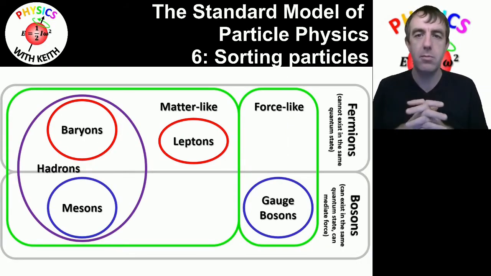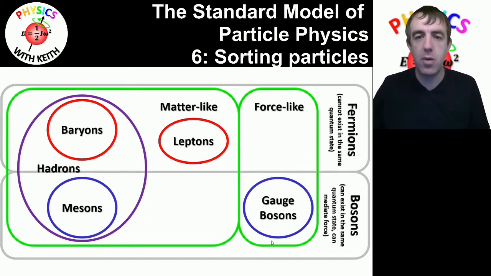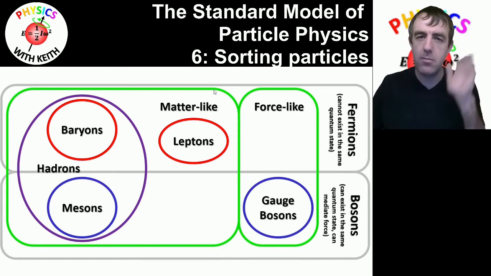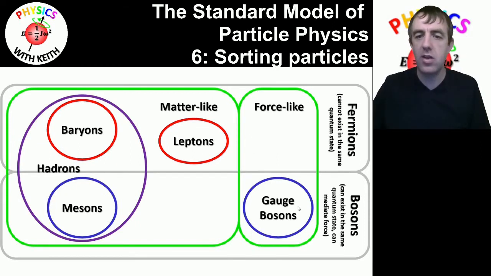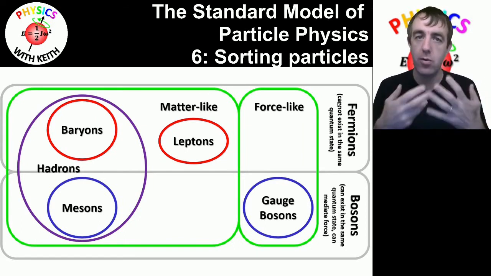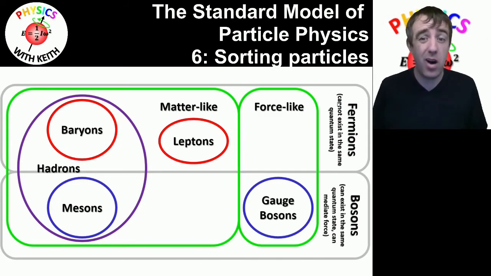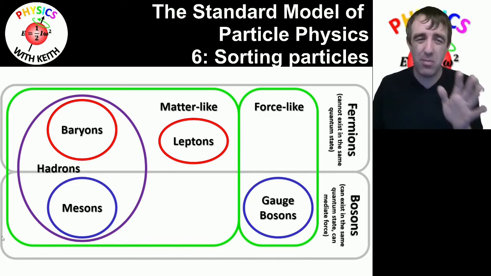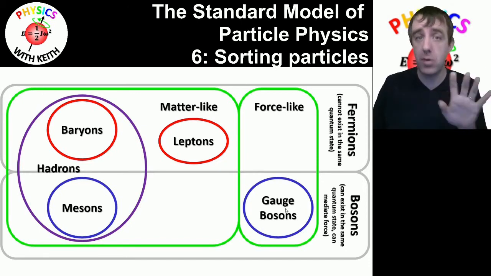So our sorting picture looks like this, where we've got fermions that can't exist in the same quantum state, and bosons that can. We've got particles like baryons and mesons that feel the strong nuclear force and are called hadrons. And you've got leptons that don't feel the strong nuclear force, so they're not hadrons. These particles we always think of as matter. The particles on the right here, including things like virtual photons, get called the gauge bosons. They exchange forces. And Yukawa thought that the pion was a gauge boson. Actually, the pion is a meson, and there's another gauge boson, but we'll come to that.